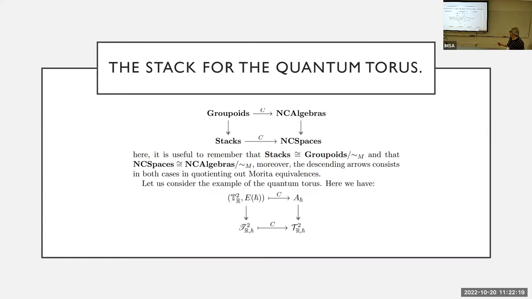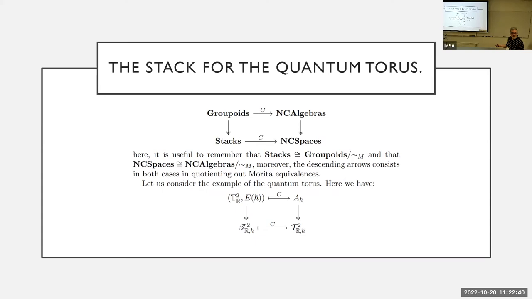Well, we have here exactly the algebra that appeared in Weyl's book. Then this is a Morita-Kunz class of this algebra. But we have the stack that we will call the quantum torus. I will call this the non-commutative torus, and I will call this the quantum torus. The stack I will call the quantum torus.